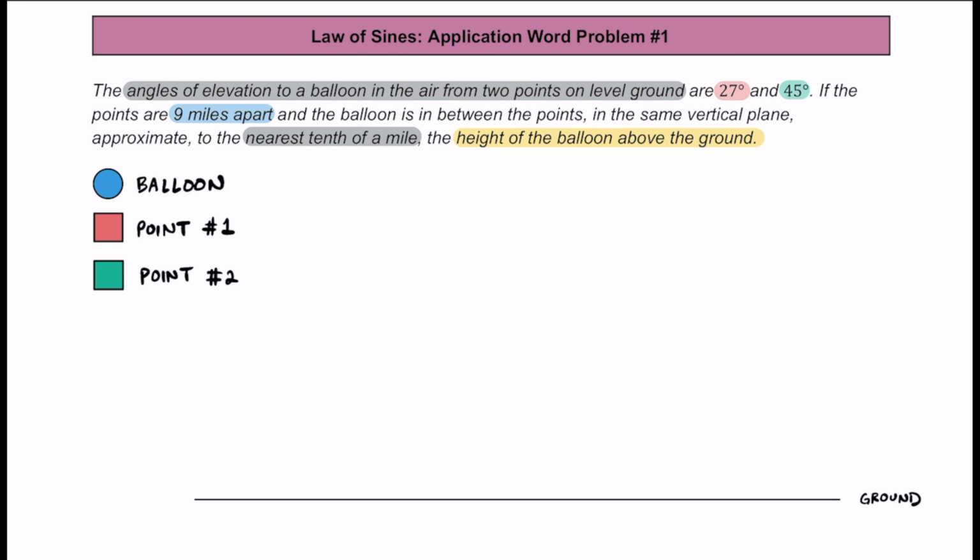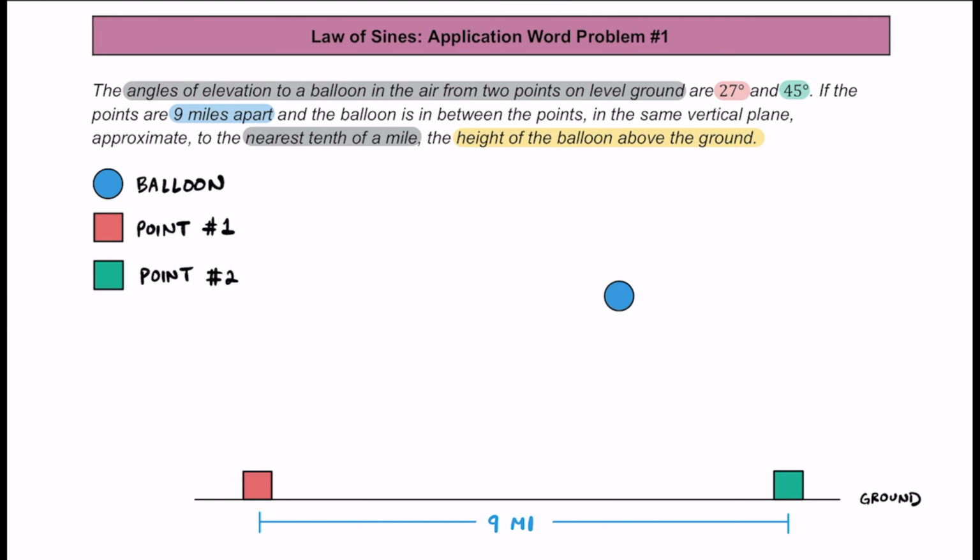Alright, so this is going to be the ground. This is where I'm going to put point number 1. Here's point number 2. And the balloon's got to be between these 2 points up in the sky over here. Now remember, we were told earlier that these 2 points are going to be 9 miles apart, so let's go ahead and write that as our distance between these 2 points.